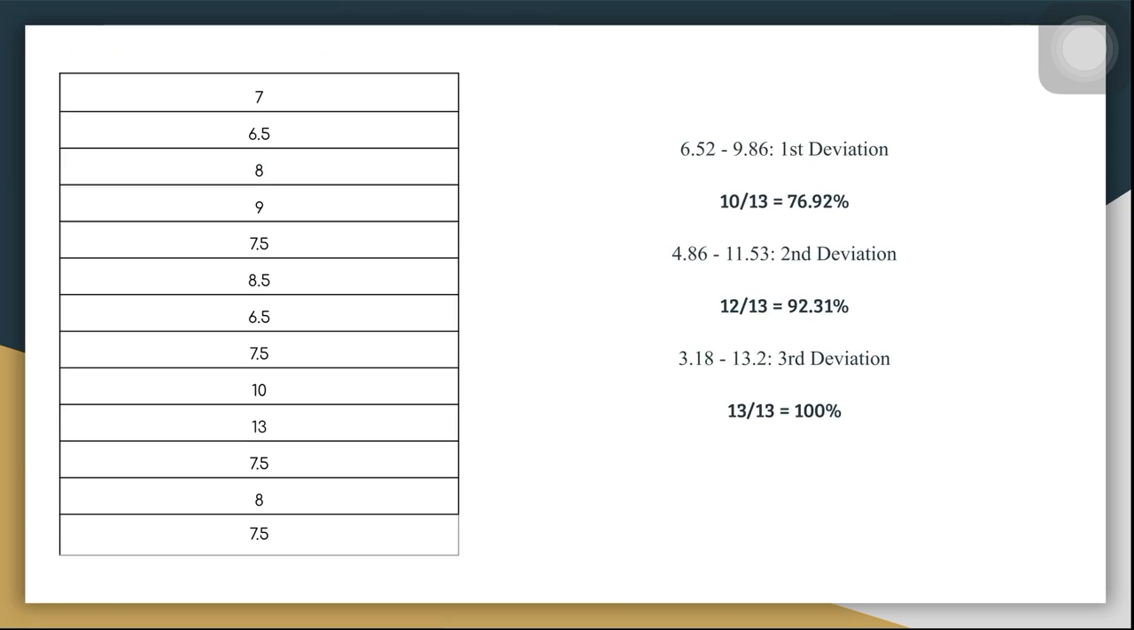So here is the actual distribution from the data points. From 6.52 to 9.86, there are actually 10 out of 13 data points, which is equal to 76.92%. As for the 4.85 to 11.53, which is the second standard deviation, it is 12 out of 13 data points, which is 92.31%. As for the 3.18 to 13.2, that is the third standard deviation, which is 13 out of 13, which equals 100% of the data points.